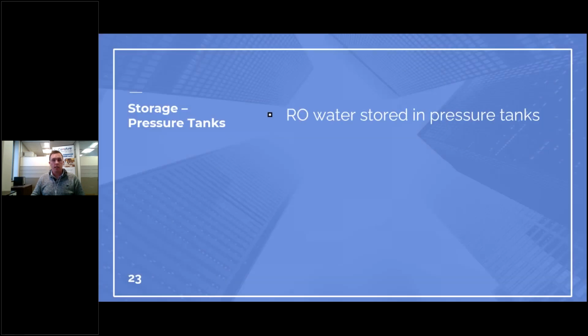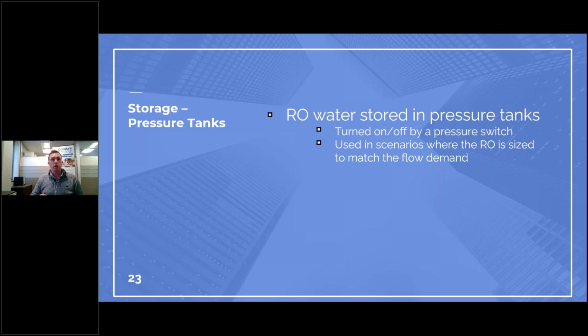Now, we'll get into pressure tanks. Here we're actually going from the RO directly into a pressure tank instead of your atmospheric one. So there you're turning the RO on and off with a pressure switch. It's used in scenarios where the RO is, generally speaking, designed to match or exceed the flow demand of the application. A good example of this would be humidifiers.